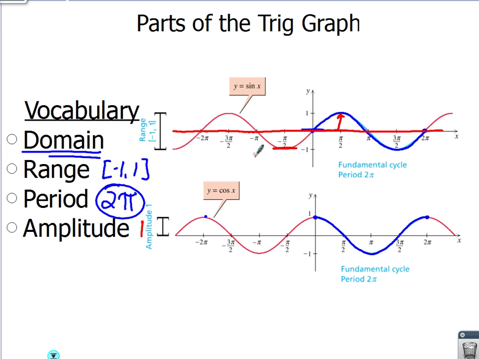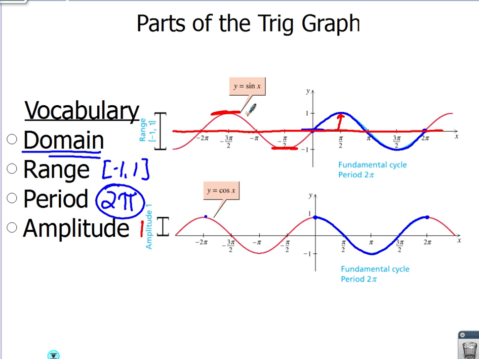Another way of finding your amplitude is to take the lowest point on your graph and the highest point on your graph. Find the difference between those two, which in this case is 2, and then halve it. What's the difference between the two? Like I said, it's 2. And then halve it, 2 divided by 2 is 1. So therefore, your amplitude for both sine and cosine is 1.